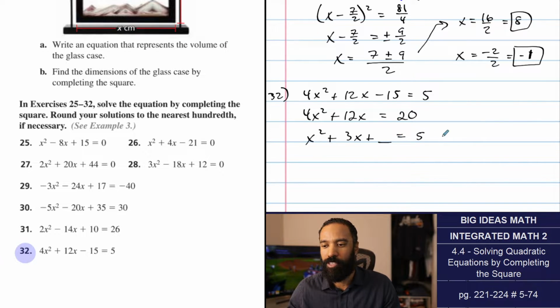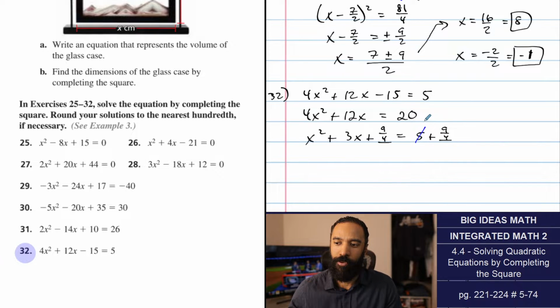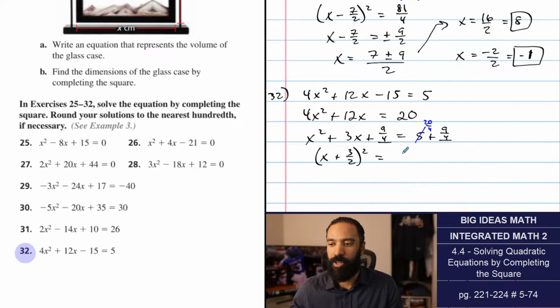Dividing everything by 4, and let's complete that square. 3 halves squared is 9 fourths. 5 is also 20 fourths, 20 over 4. So remember, this is x plus 3 halves, which gets squared. 20 fourths plus 9 fourths is 29 fourths.